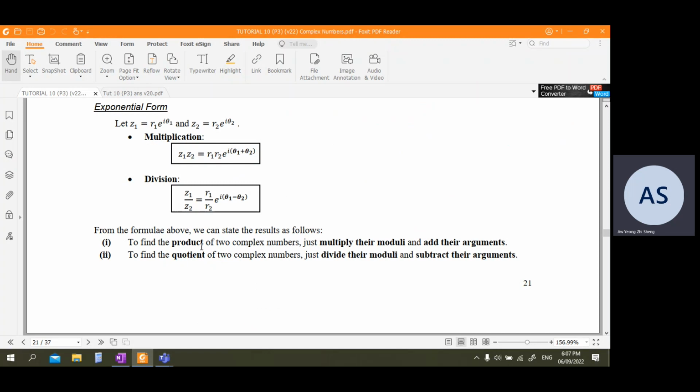And so when we find the product, or when we multiply two complex numbers, we just multiply their moduli. Moduli is just the plural form of modulus. They just multiply their moduli and add their arguments if we are multiplying two complex numbers. If we are dividing two complex numbers, then just divide the moduli and subtract the arguments.